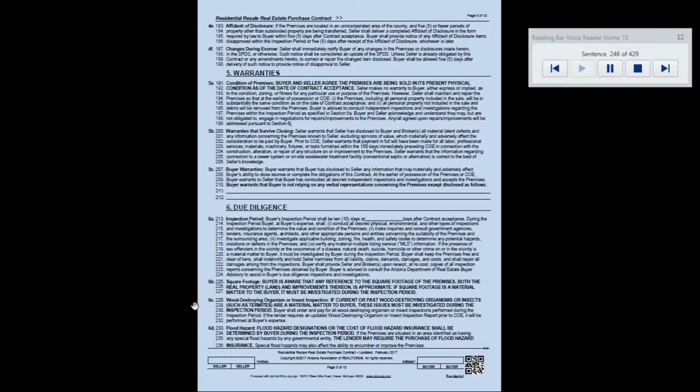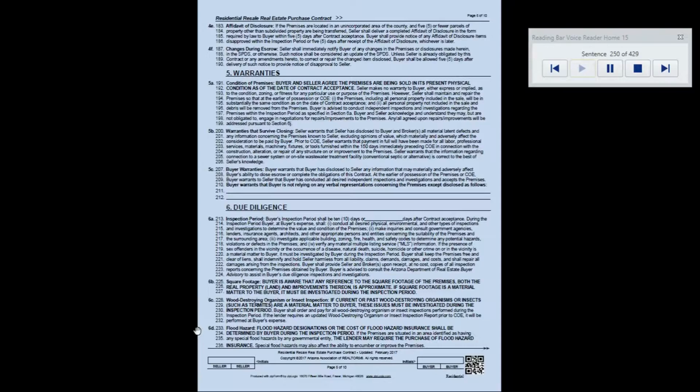6C. Wood-destroying organism or insect inspection. If current or past wood-destroying organisms or insects, such as termites, are a material matter to the buyer, these issues must be investigated during the inspection period. Buyer shall order and pay for all wood-destroying organism or insect inspections performed during the inspection period. If the lender requires an updated wood-destroying organism or insect inspection report prior to COE, it will be performed at buyer's expense.